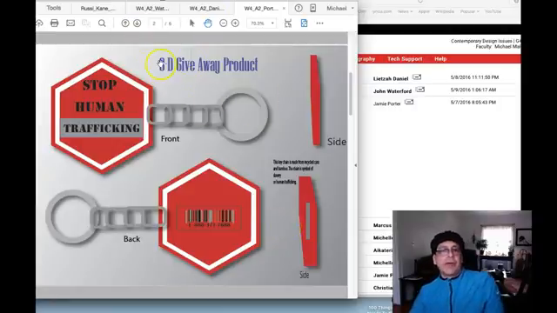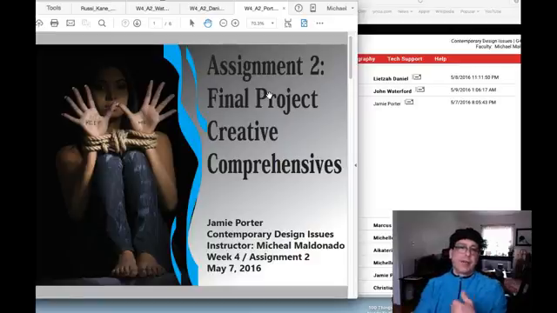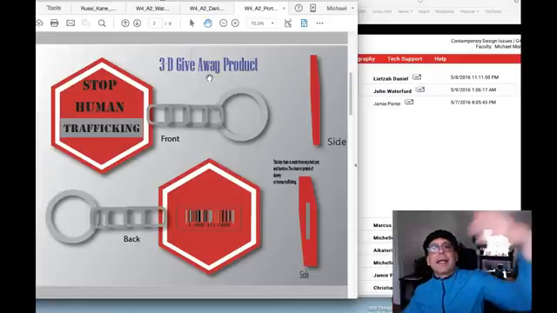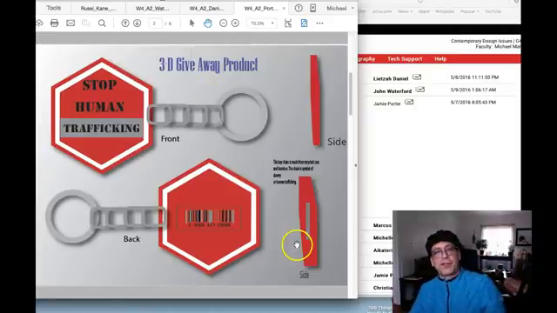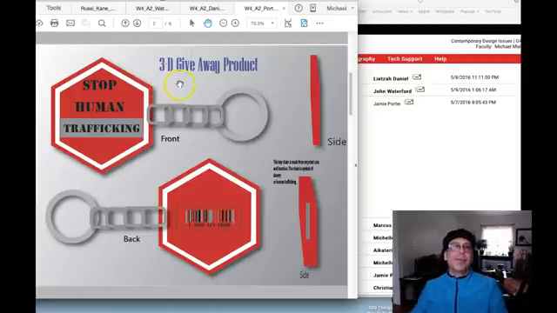So instead of jumping right in here saying 3D giveaway project, stop human trafficking, I would have gone up here, or I suggest going up here and saying, this is my project. My project is about human trafficking. I have designed a 3D giveaway piece, a booth, and so on. My concept is this. Then go in and start showing your pieces instead of just jumping in and saying, hey, look what I did, without giving the backstory, so to speak.